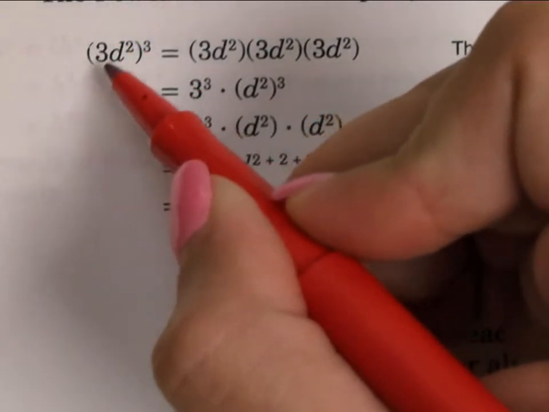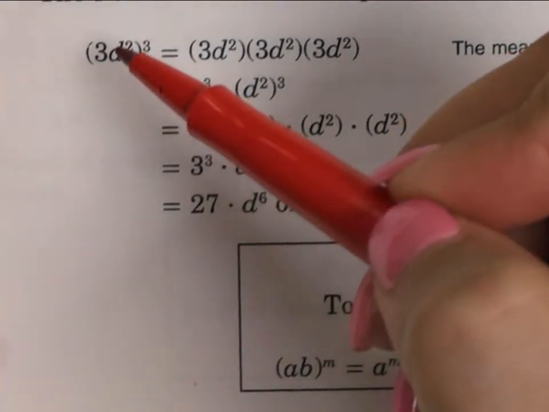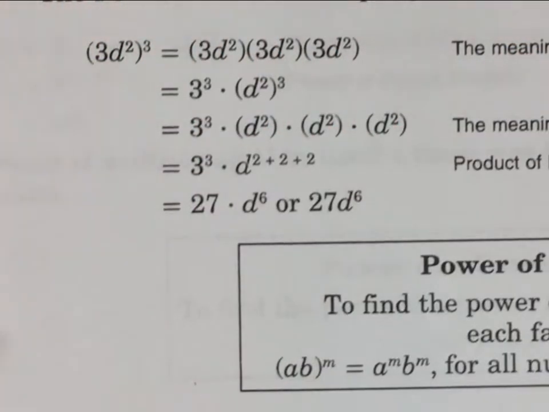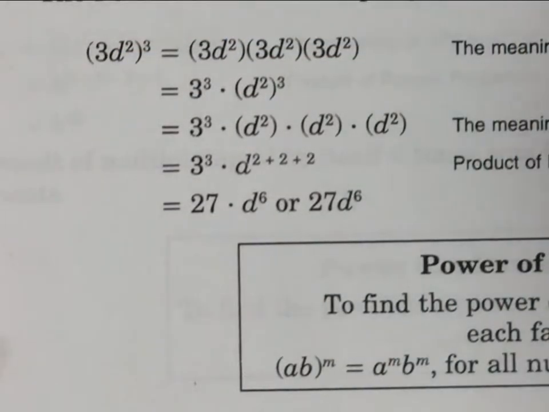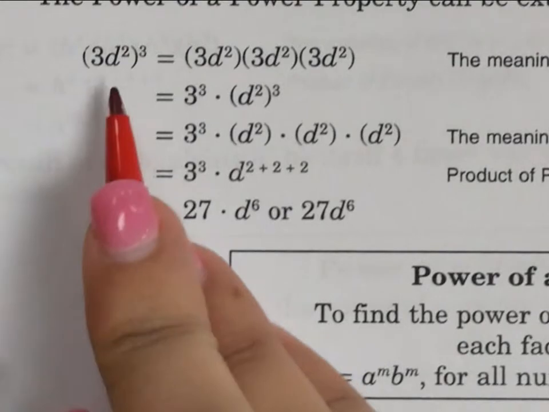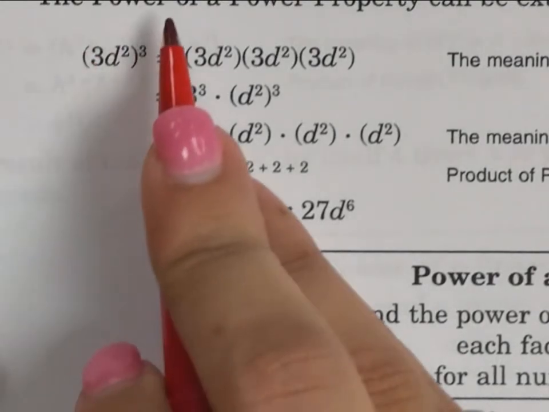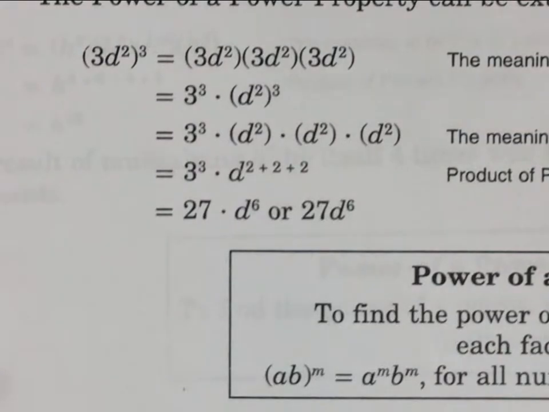would be called a what? What is that 3 called? A coefficient. It's not a base because remember the base would be whatever the exponent is raised, or whatever the exponent is with. Okay. The number out front, that is just a coefficient. So, just like before, this 3d squared, all of that is cubed. So that means I have 3d squared times itself 3 times.